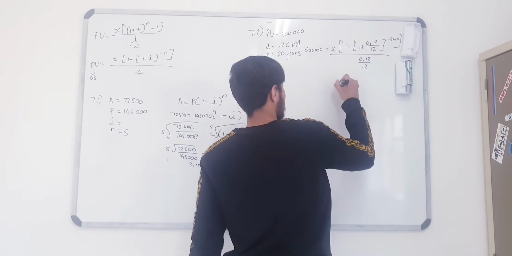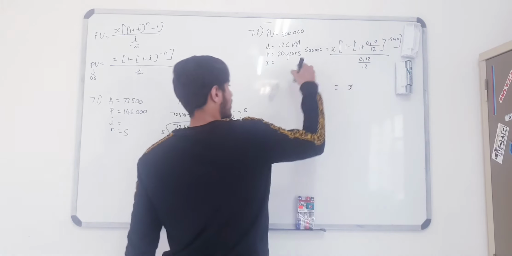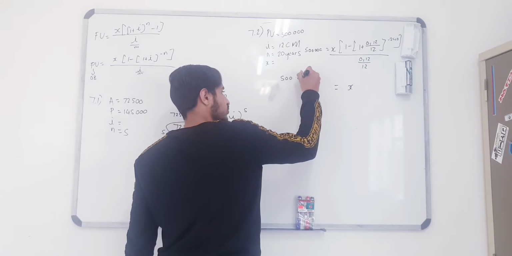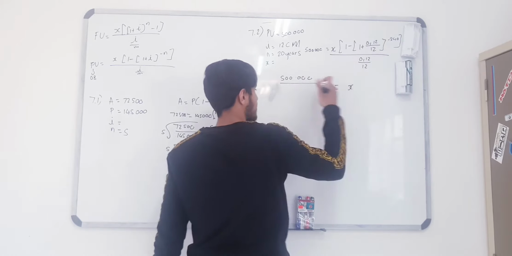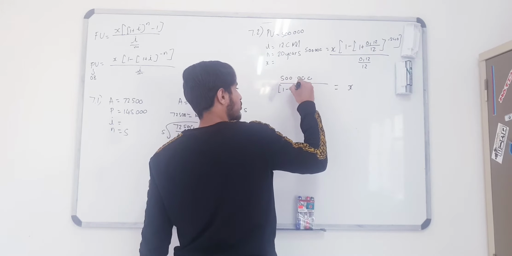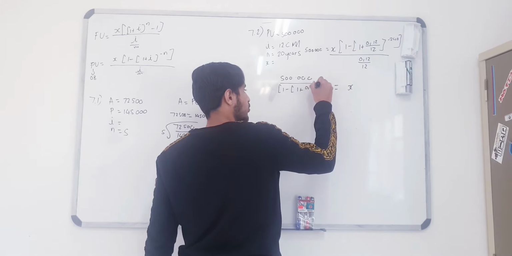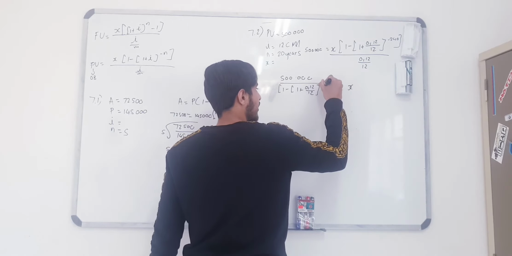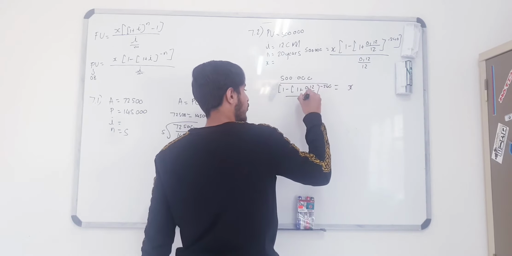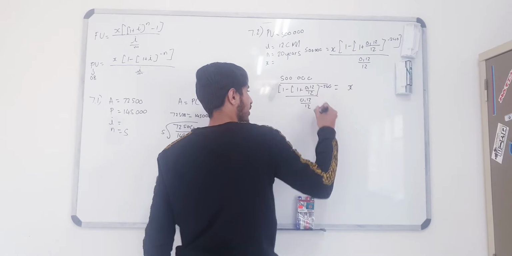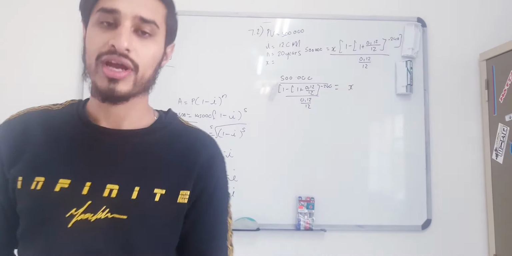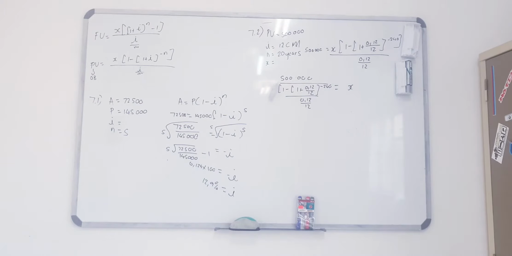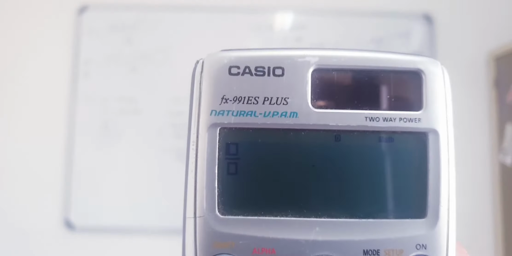Now you're basically going to say x is equal to 500,000 divided by this entire thing here, 1 minus 1 plus 0.12 all over 12 to the negative 240, all over 0.12 all over 12. And then you basically solve for x. Quite simple, quite easy. Let's see what it comes out to be, youngsters. Not such a bad question, quite an easy question. So we're going to go ahead and open up that.